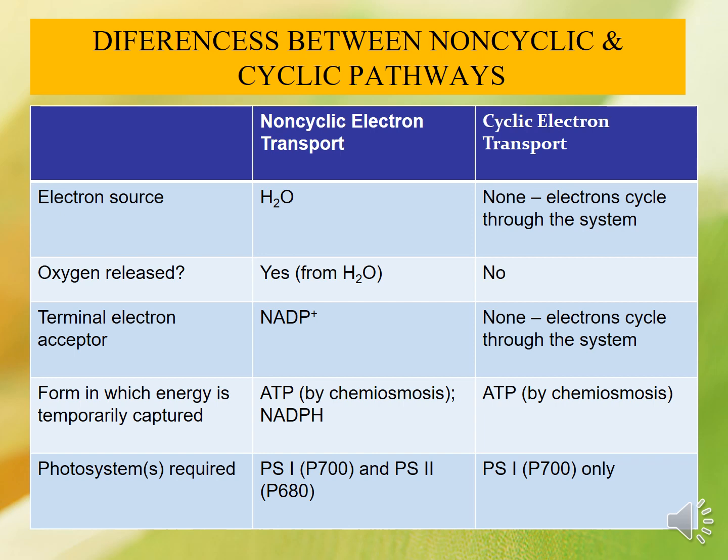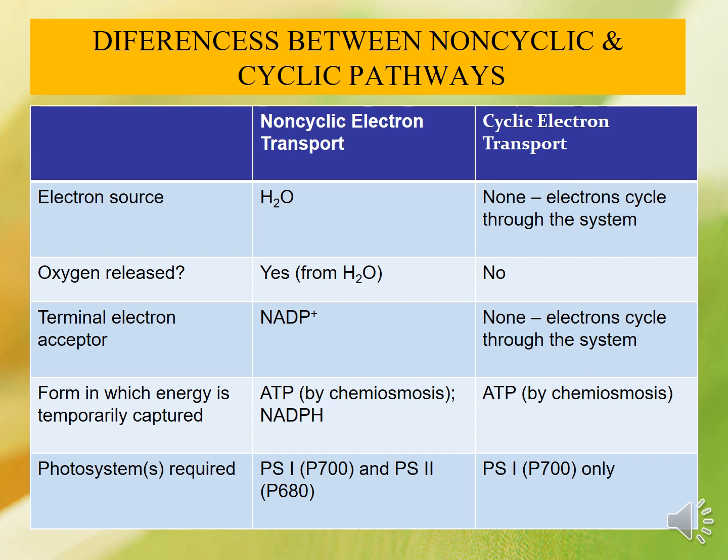Okay, and this one is regarding the differences between the non-cyclic and cyclic pathways in the light reaction. You can make five different distinctions between non-cyclic and cyclic. The first one is the electron source. The electron source for the non-cyclic should be from the hydrolysis or photolysis of water. However, the cyclic has no external electron source. The process of photolysis splits water into hydrogen, electrons, and oxygen.